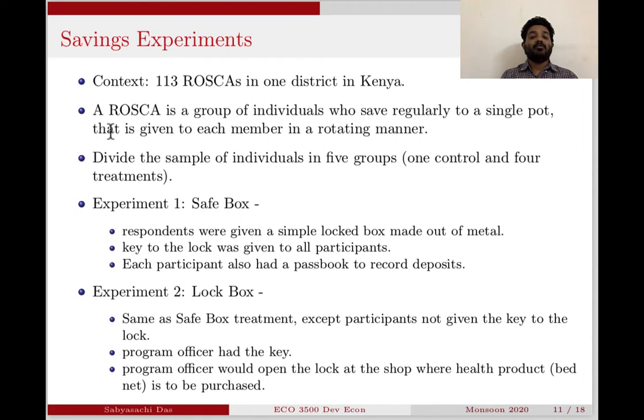Now, what the authors do is they use these 113 Roscas and randomly divide them into five groups. One is a control group, and they want to do four experiments, and so each experiment is conducted on each of the remaining four groups, right? So they have five groups. So here's the first experiment.